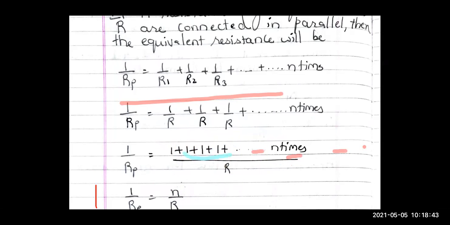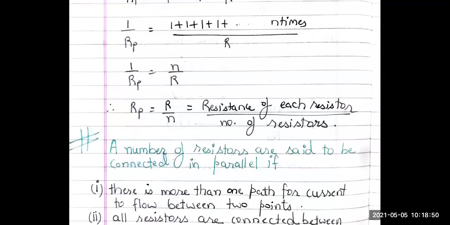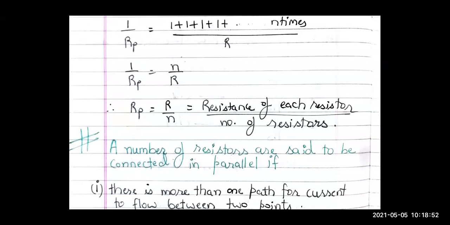Now, this is 1 upon Rp, but we want to find the value of Rp. So what we will do? We will do the reciprocal. Reciprocal means upside down. So when you do upside down, R will go up, N will come down. What is R? R is the value of each resistor if it is same, and N is the number of resistors connected in parallel. So let's summarize.